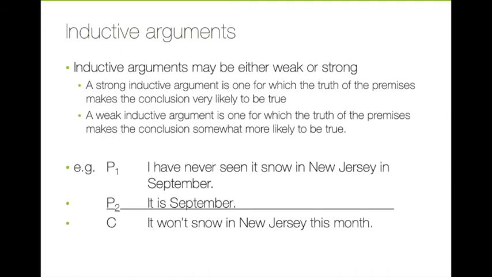So here's an example inductive argument. I've never seen it snow in New Jersey in September. It's September. It won't snow in New Jersey this month. Since this is an argument that relies only on my limited personal observation, it's a relatively weak inductive argument for that conclusion. A stronger version of this argument that takes a similar form might appeal to 100 years of meteorological records.